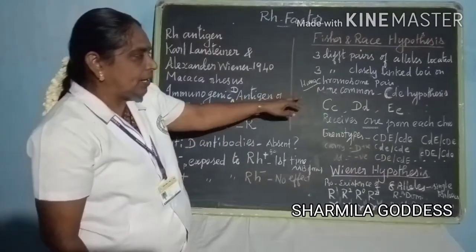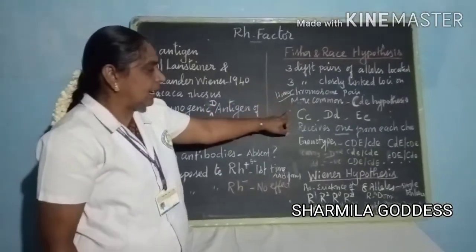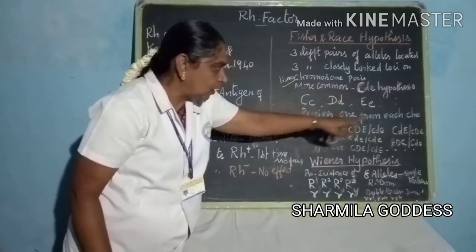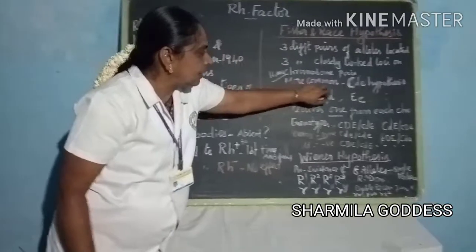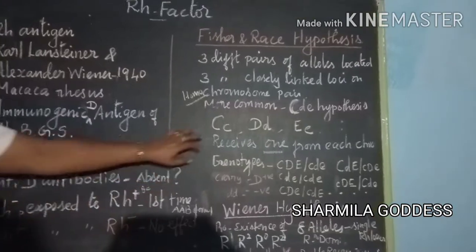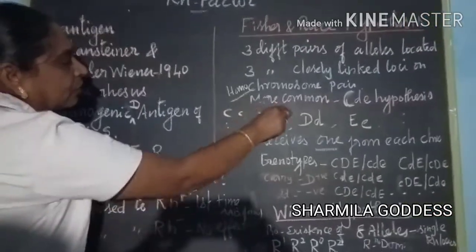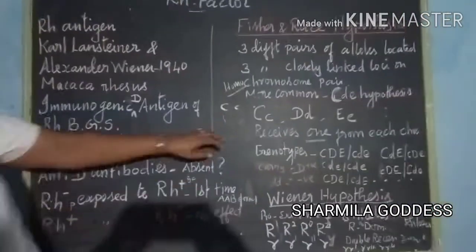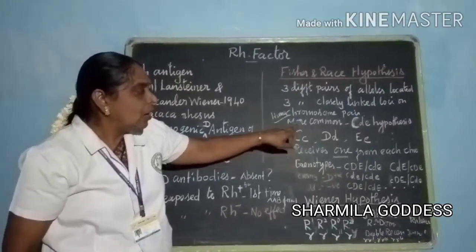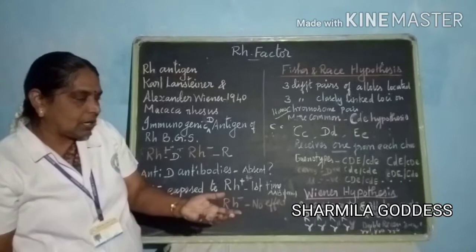This is more commonly called the CDE hypothesis. There are three pairs: capital C or small c, capital D or small d, capital E or small e. They are located at different loci on the homologous chromosome. In your book it is written like CC or DD, with two pairs given like this. The individual receives one from each chromosome, so different types of genotypes are possible.